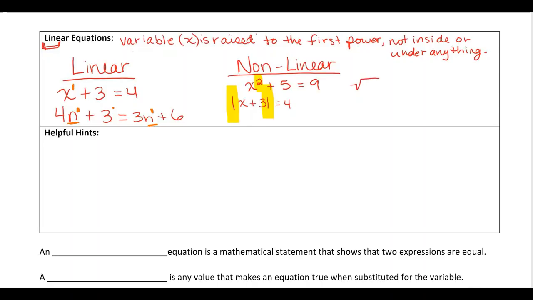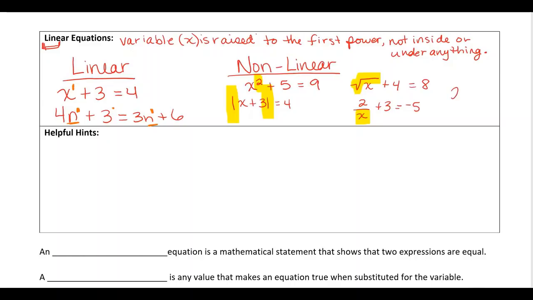Next example, square root of x plus 4 equals 8. Look at the location of x. Yes, x is to the first power, but x is under the radical. Next example, 2 over x plus 3 equals negative 5. Look at the location of x. Again, it is to the first power, but it is in the denominator. So that makes it a rational function.